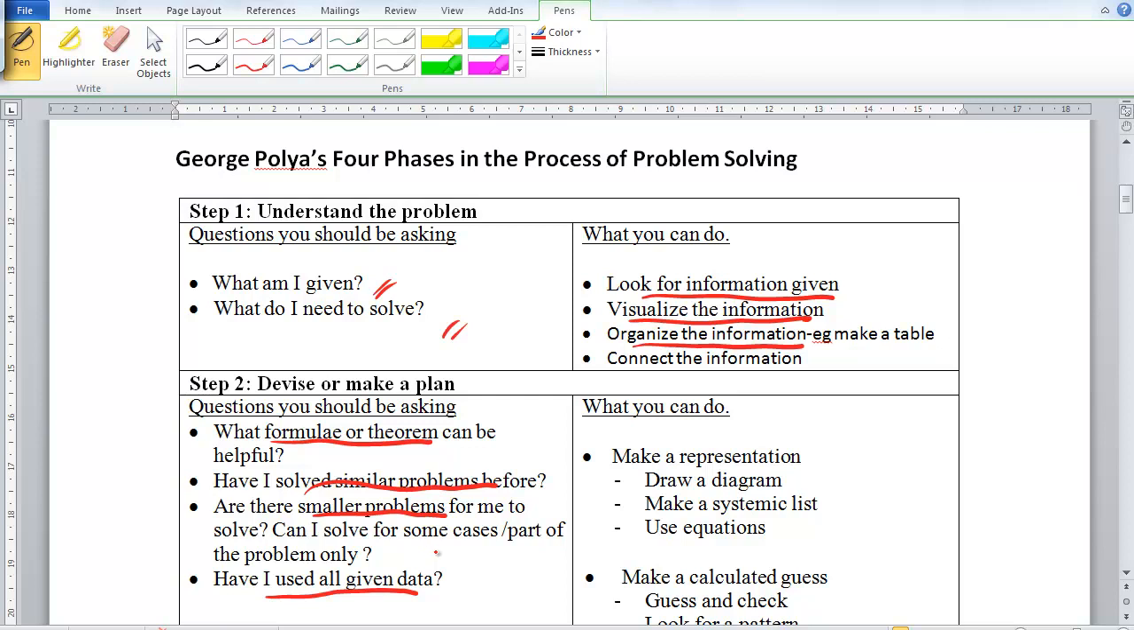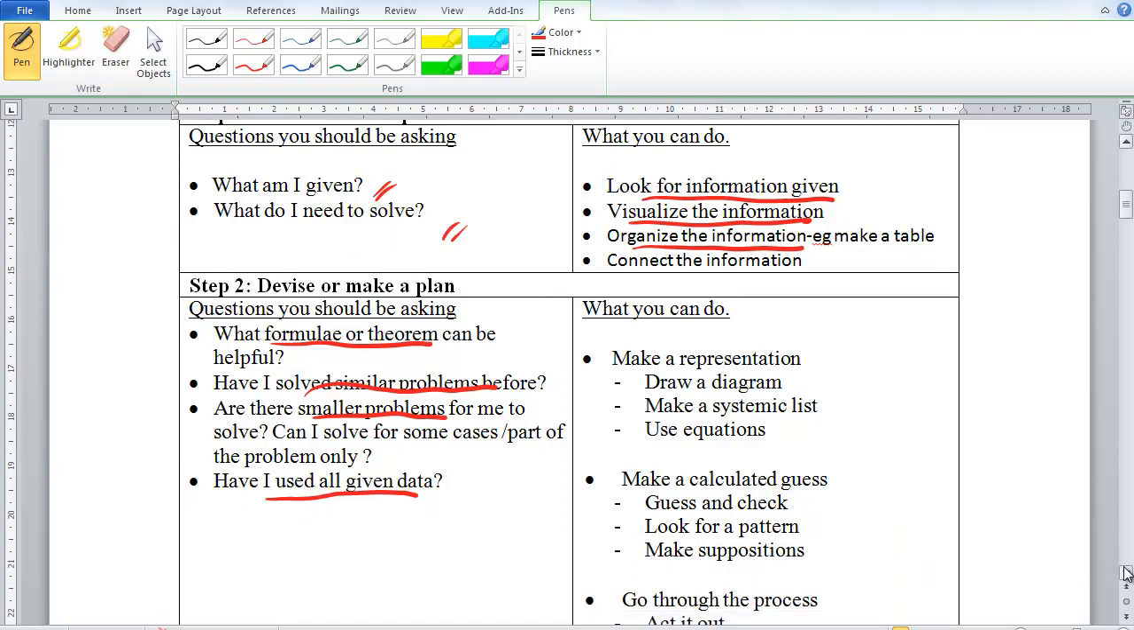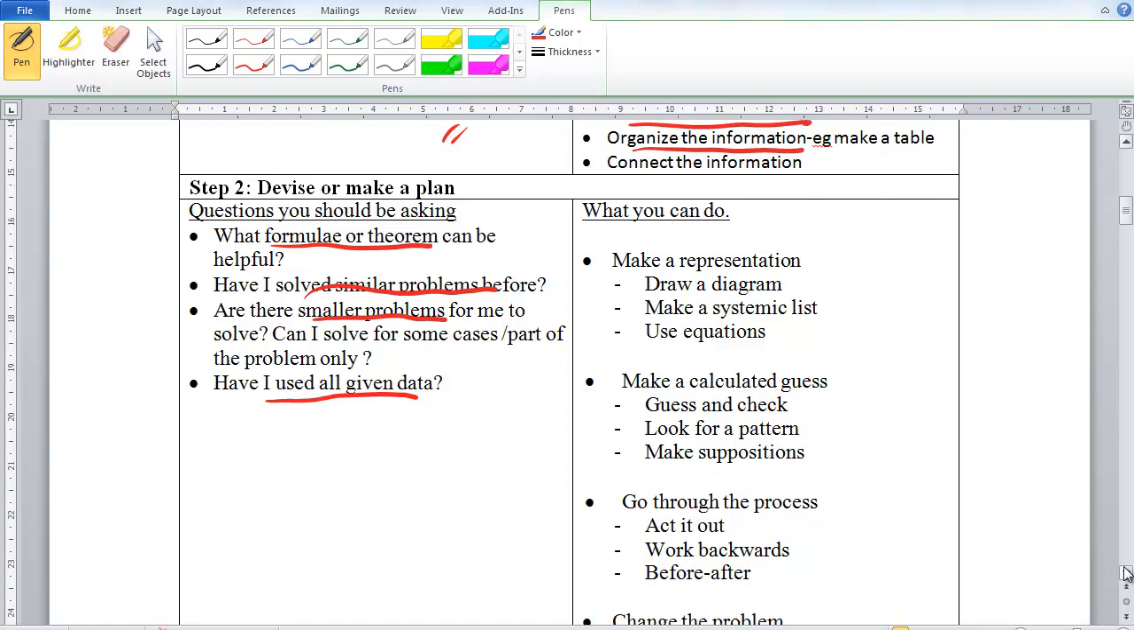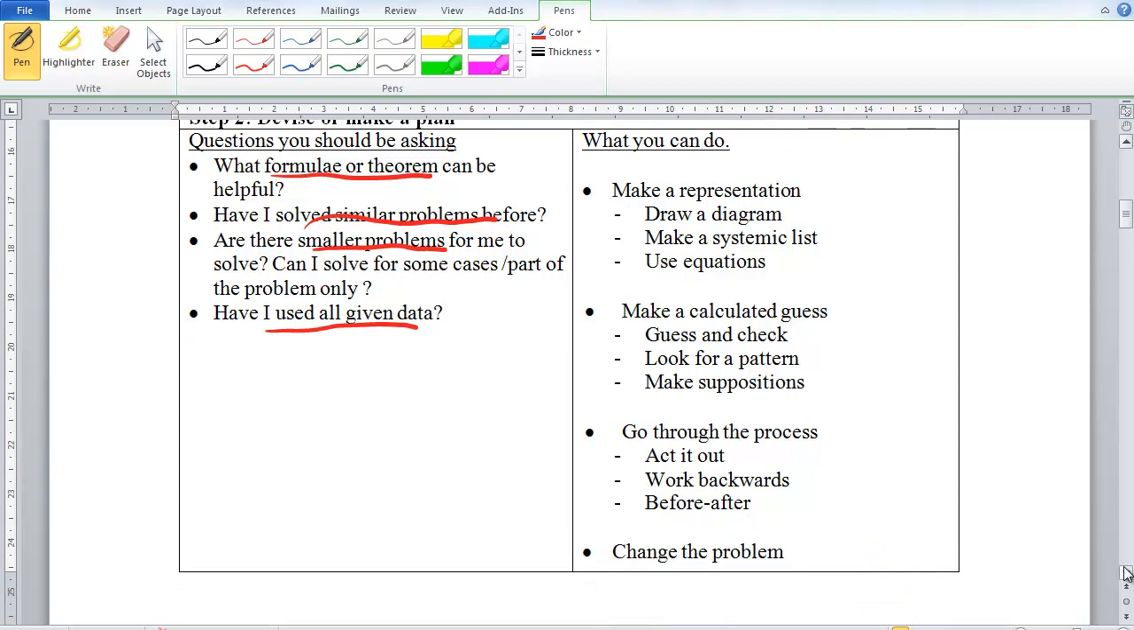Now, when you're trying to devise a plan, you can think of the following strategies, which all of you would have been exposed to in secondary and primary school. Skills such as making a representation, draw a diagram, make a systematic list, use equations, make a calculated guess and check, look for a pattern, making supposition, go through the process, act it out, work backwards, before and after comparison, change the problem.